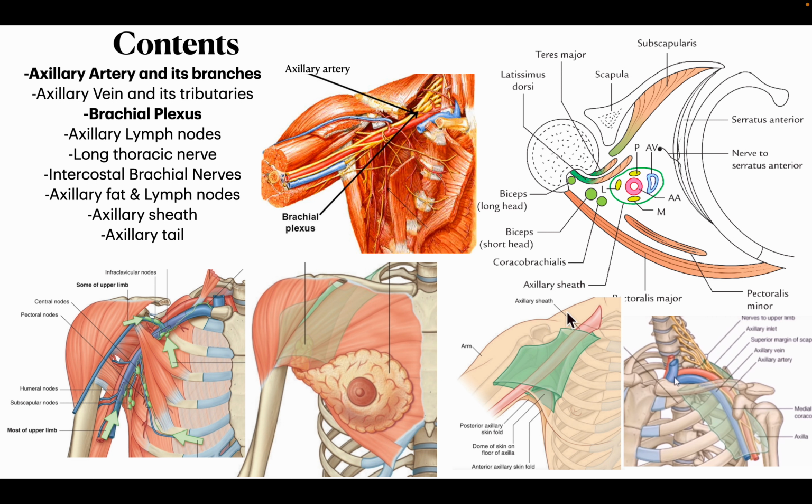Similarly, this is the serratus anterior muscle. The serratus anterior muscle is supplied by the nerve to serratus anterior, or long thoracic nerve, which is also a content of the axilla. We have the lymph nodes which are present inside the axilla, as well as the axillary tail of the breast, which is also a content of the axilla.